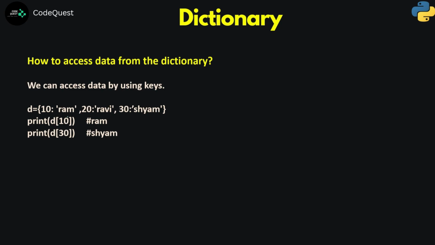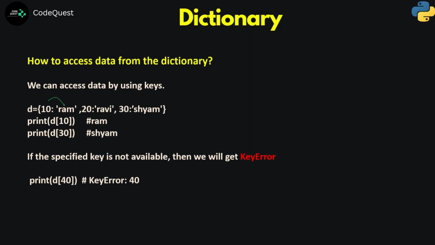Now if I want to retrieve the value which is associated with the key 10, I can write print of D of 10. So 10 is the key and D is the dictionary. So D of 10 is going to fetch me the corresponding value of that particular key. Likewise, D of 30 is going to fetch Shyam.